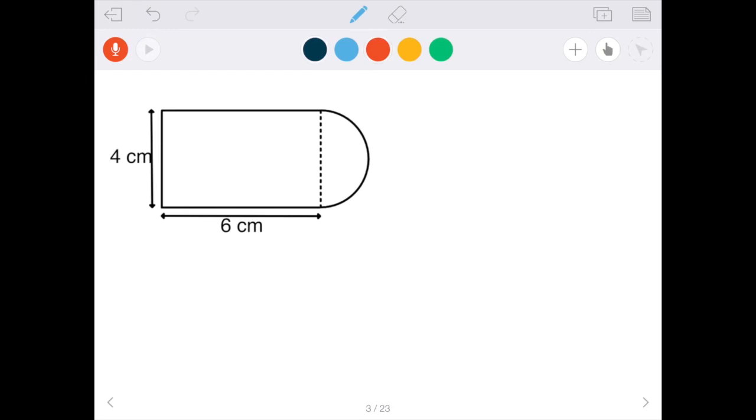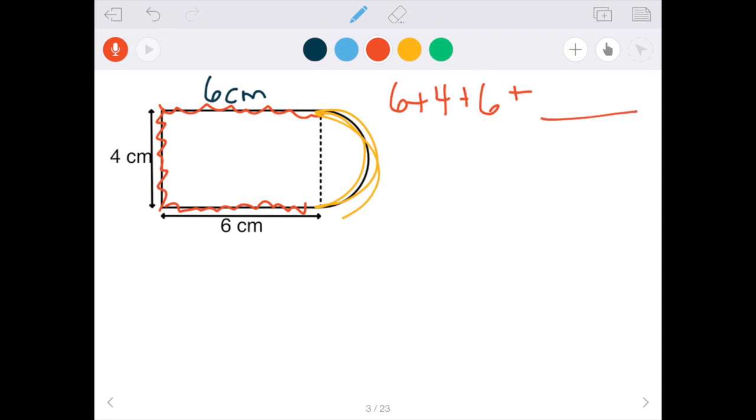All right, so now for this problem, there's going to be a side that we don't know. Since I know that this bottom part is 6 centimeters, and since this is a rectangle, we know that rectangles have the same side lengths. So I know that the top part is also 6 centimeters. So that gives me 6 plus 4 plus 6. But here we go. I don't know how long this is. So I am going to have plus something.